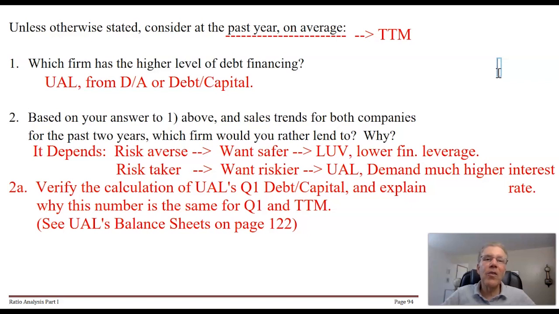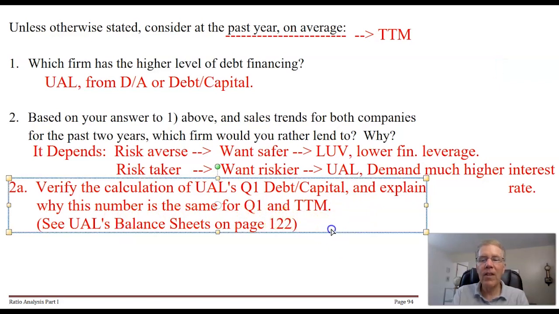On the other hand, you know that United might flame out on you and you might wind up being the unhappy owner of United Airlines, which you don't want to happen. So to mitigate that risk, you're going to charge a much higher interest rate. And it just depends on whether you're risk averse or a risk taker. Okay, so let's see, 2A, verify the calculation of UAL's Q1 debt to capital and explain why this number is the same for Q1 and TTM.